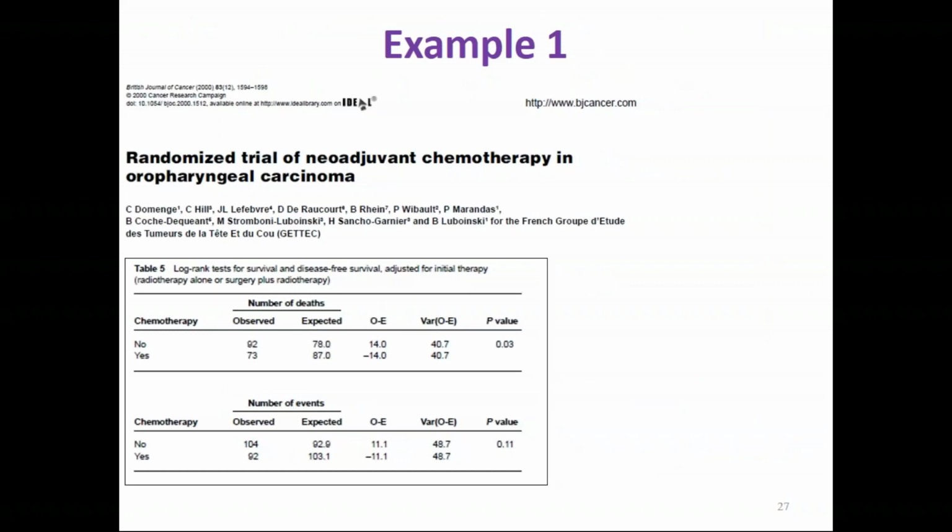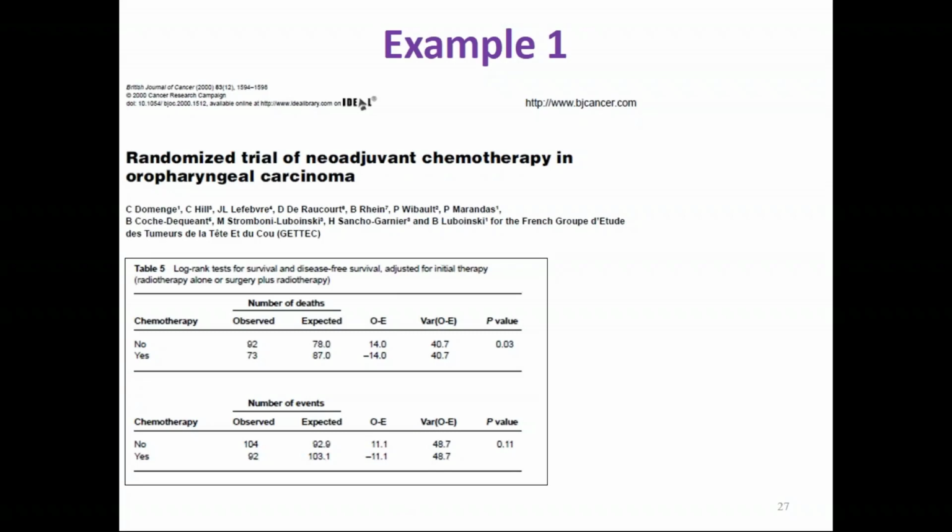So let's have a quick look at an example. So here's the randomised trial of neoadjuvant chemotherapy in oropharyngeal carcinoma. The authors have presented results from a log rank test in table 5, and there's 2 outcomes here, survival and disease-free survival. I'm just looking at the top half of that table, which is results for the survival outcome. You can see there that they present the number of deaths observed on chemotherapy and the no chemotherapy group, and also the expected number of deaths in both of those groups.